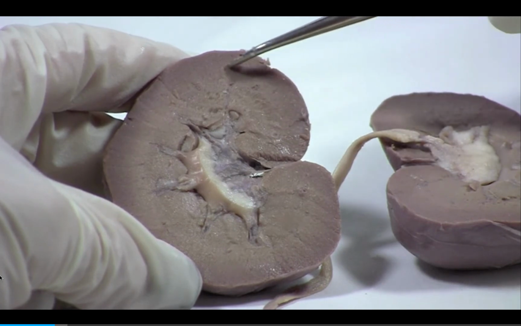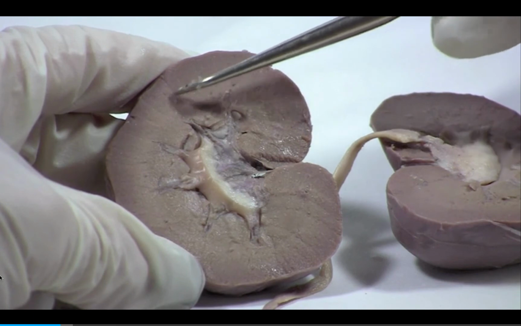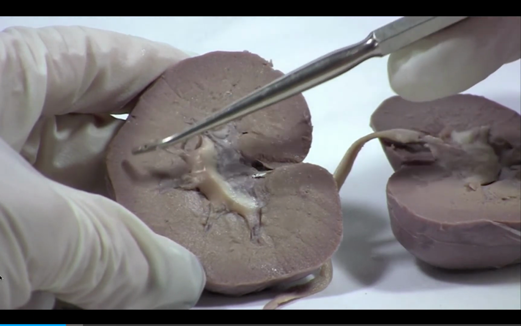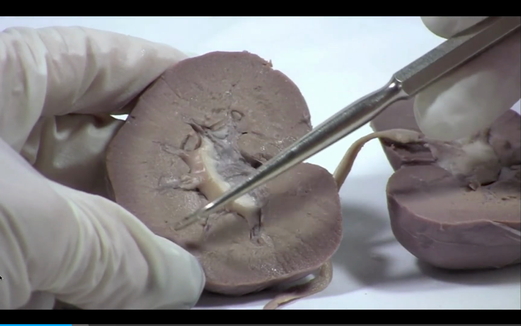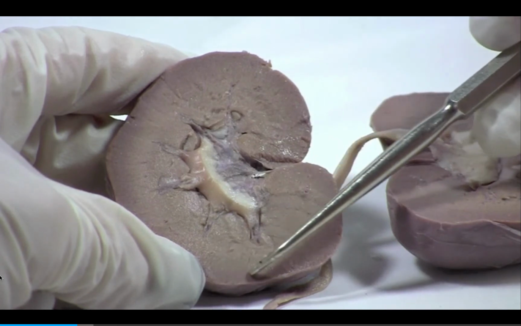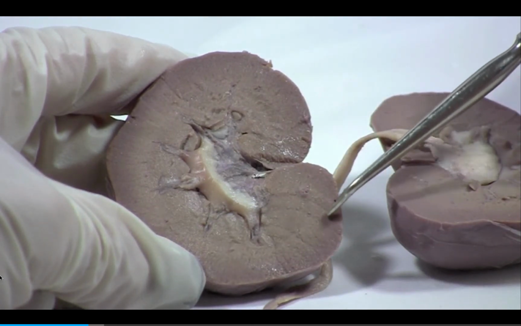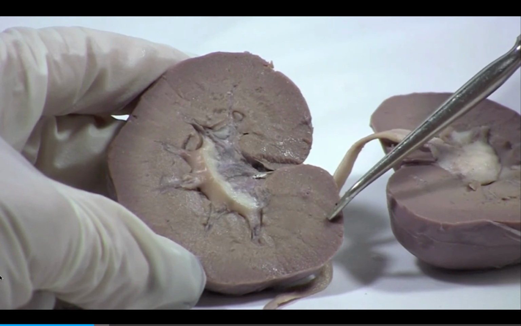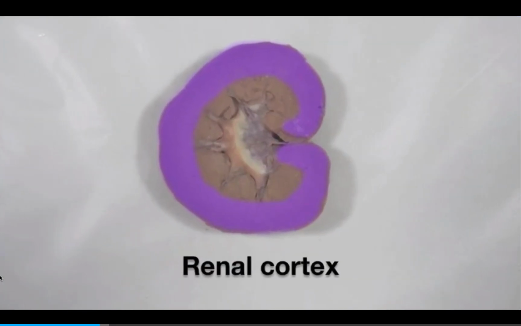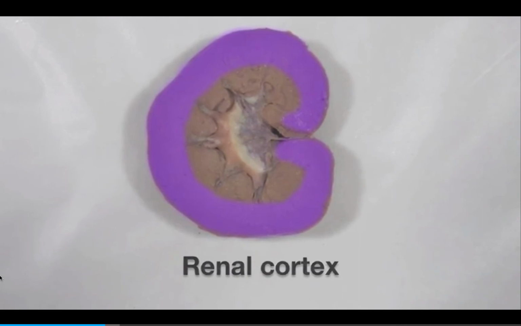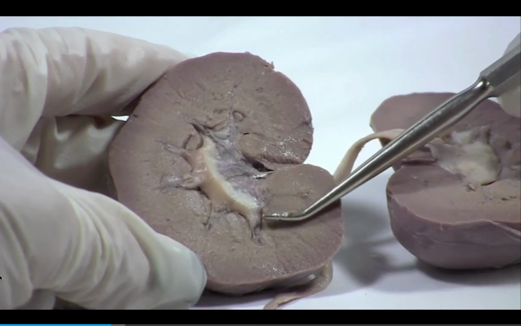It contains nephrons, which are the basic functional subunit of the kidney. Nephrons have two parts, the renal corpuscle, where blood is filtered, and the renal tubule, where the filtrate is processed into urine. This is the renal medulla.